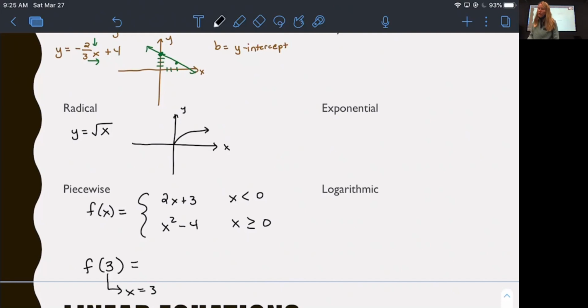And that's when x is greater than 0. So this is going to be 3 squared minus 4. I use that bottom equation, which would end up being 5. 9 minus 4 is 5. So that's the only thing you would really have to do with piecewise on the ACT if it shows up.